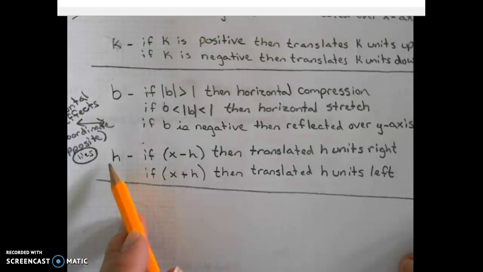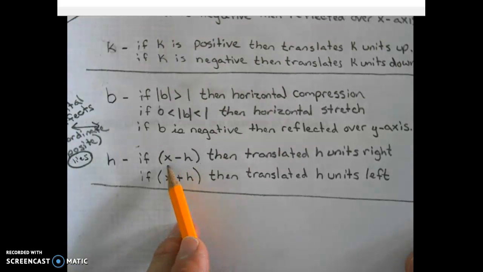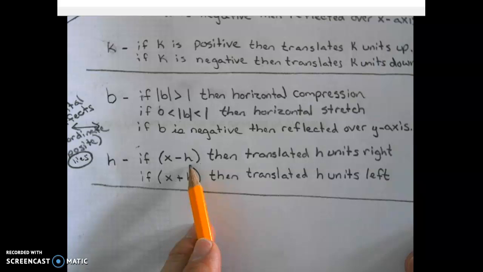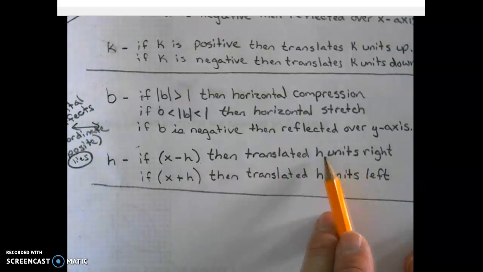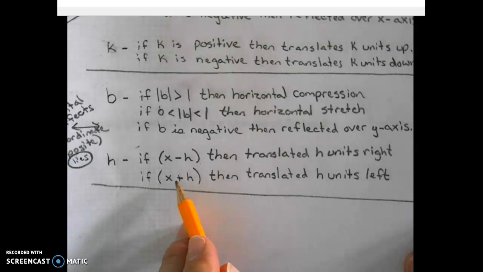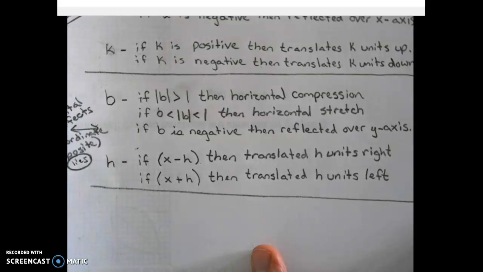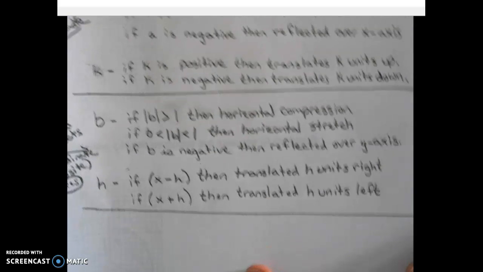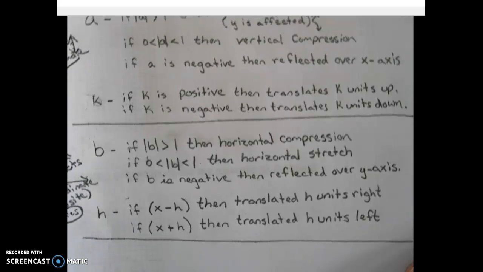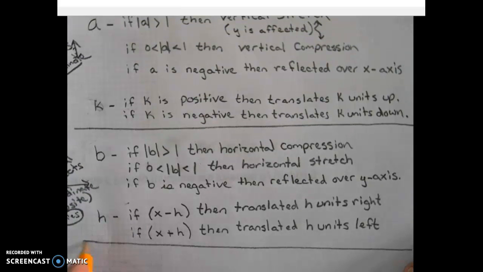Okay, so the h value. So when you have this expression here, we have a translation h units right. And when you have this expression here, it's translated h units left. So you can pause the video, get this all written down. These are your rules for parameters. And these parameters cause transformations in your graph.